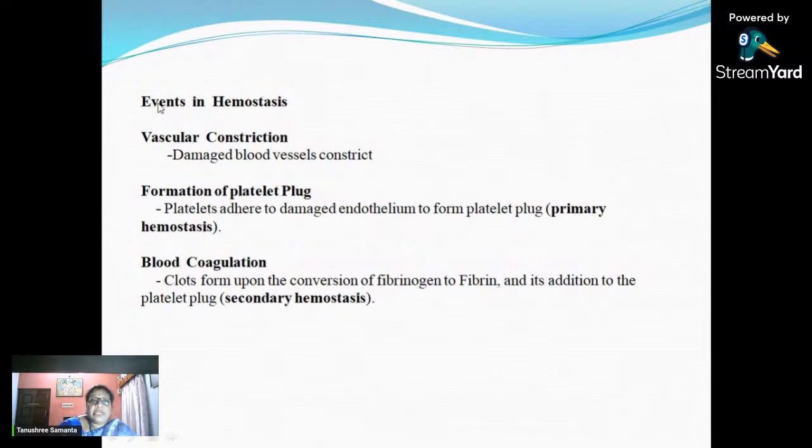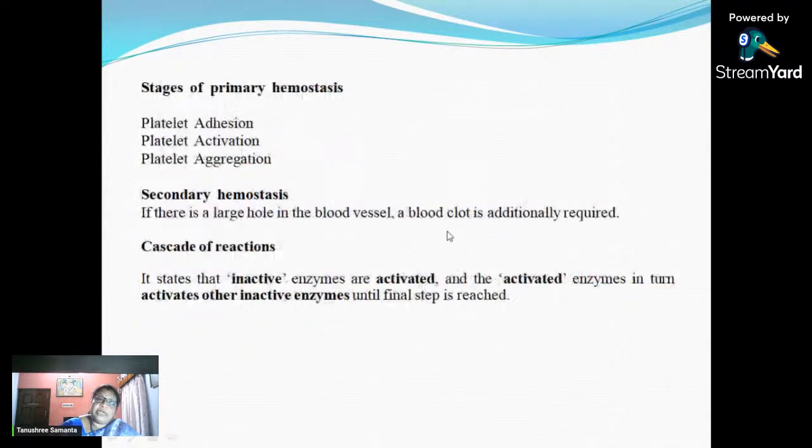Now the events which happen in hemostasis are vascular constriction, where the damaged blood vessels constrict. There is a formation of a platelet plug, where the platelets adhere to the damaged portion and form a platelet plug. This is termed the primary hemostasis. And then it goes into the secondary hemostasis, commonly known as the process of blood coagulation, which is a cascade system in which one protein activates another protein, and finally we come to the conversion of fibrinogen to fibrin, which is an additional clot to the platelet plug formed in the primary hemostasis.